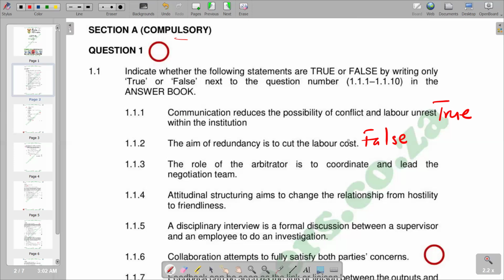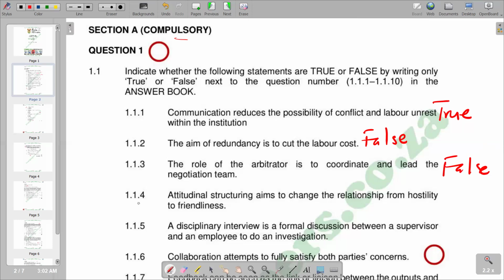So moving on to number 3, the role of the arbitrator is to coordinate and lead the negotiation team. So you're going to see that the statement is also false. Remember, the arbitrator is a person who has been officially chosen to make a decision between two people or groups who do not agree. So basically, we are saying an arbitrator is a dispute resolution specialist. So that makes our statement false, as it is saying the arbitrator is to coordinate and lead the negotiation team, which is not correct.